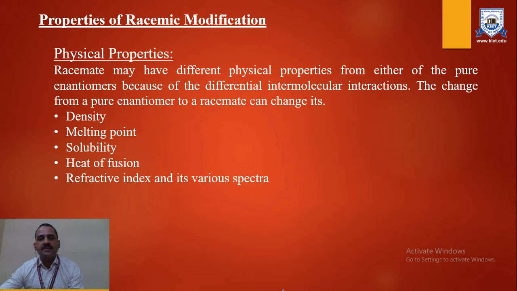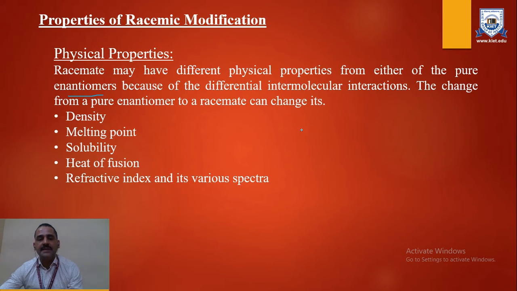Properties of racemic mixture or modifications. As per the physical properties, a racemate or racemic mixture may have different physical properties from their pure enantiomeric forms. Means once the enantiomeric form is converted into the racemic mixture, the racemic mixture, being a product, has different interactions as well as physical properties.